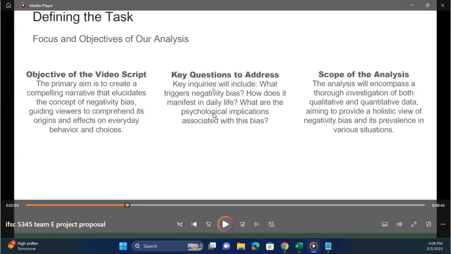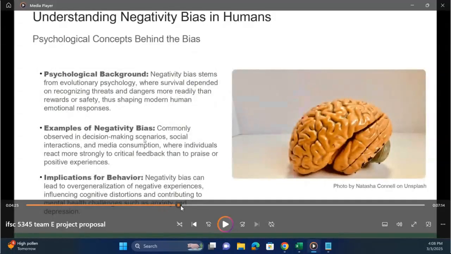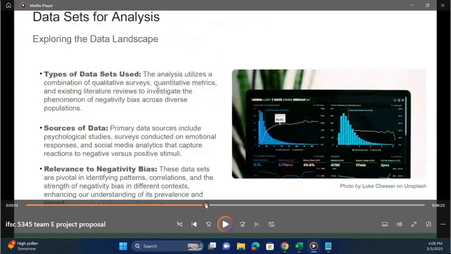The other thing that I didn't get, I know you mentioned it here a little bit: types of data and sources of data. Do you actually have some place to download this data, or how are you going to get it? Qualitative surveys, quantitative metrics. Do they exist, or are you going to extract them from research papers? You're going to have to be careful with the amount of work required to extract them from research papers, unless you already have that done.